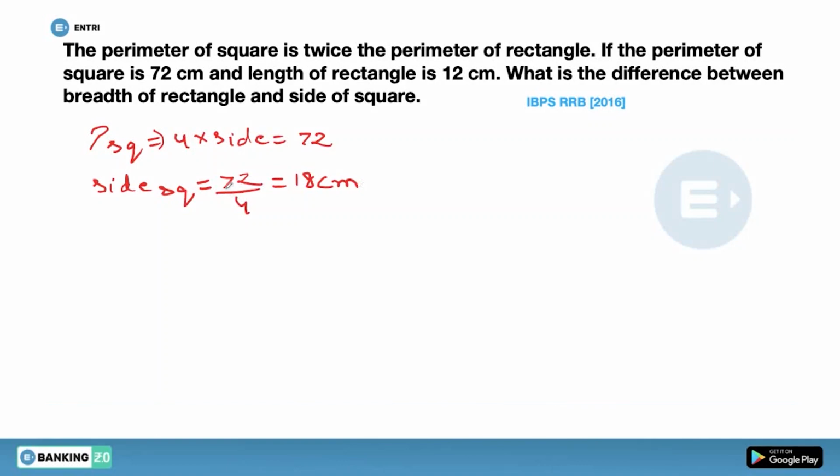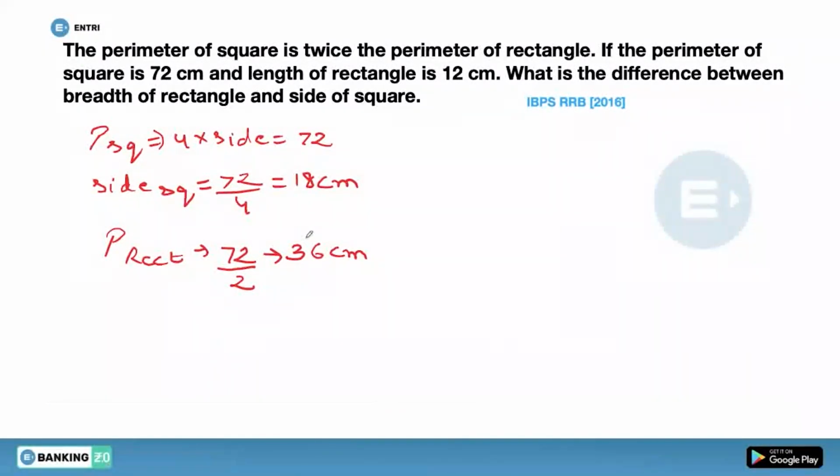First thing. The second thing is, what would be the perimeter of the rectangle? The perimeter of the rectangle would be 72 by 2. The reason behind it: we have already been told that the perimeter of the square is twice the perimeter of the rectangle. So the perimeter of the rectangle is 36 centimeter.